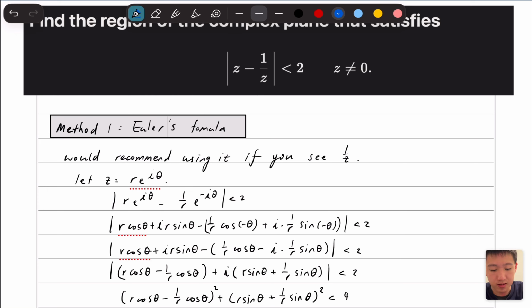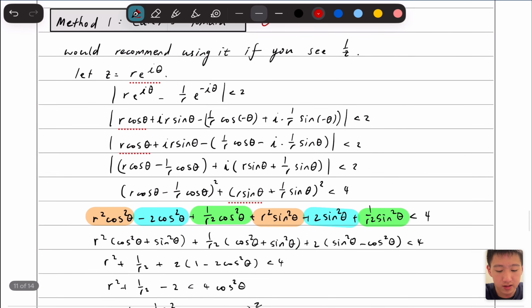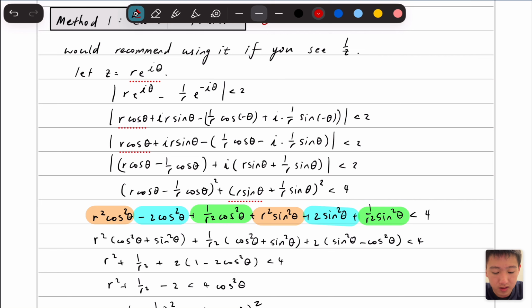So my first recommendation, method 1, is Euler's formula. Why? Because there is this term, 1 over z. It will be very easy to use the exponential form for it. So let's go for it. That's z equal to r e to the power of i theta, and then we can plug it in, using the property of exponentials.